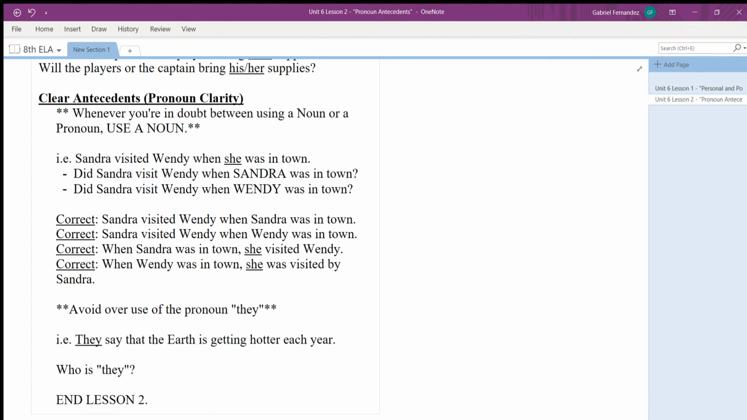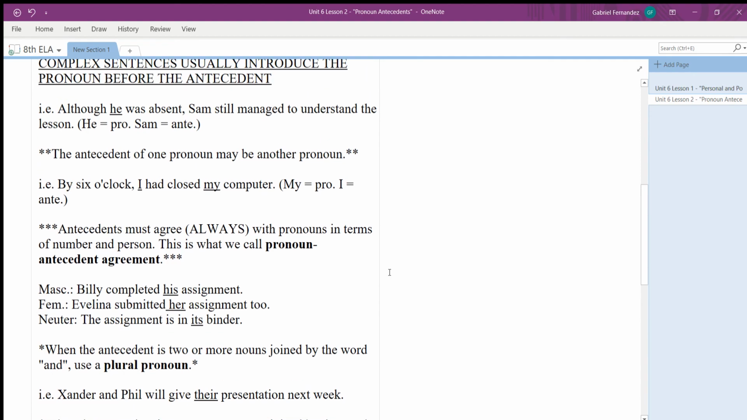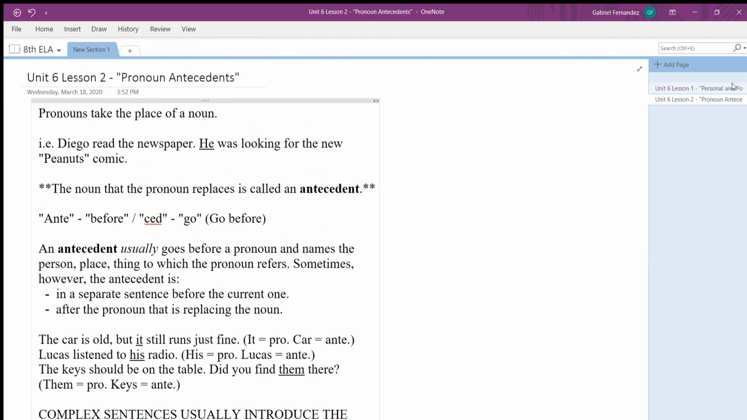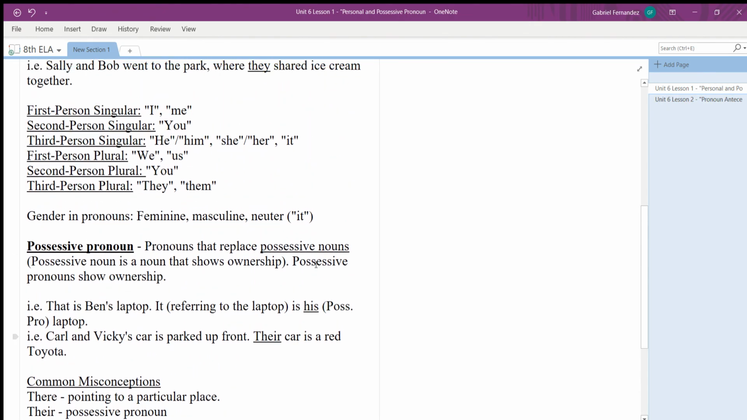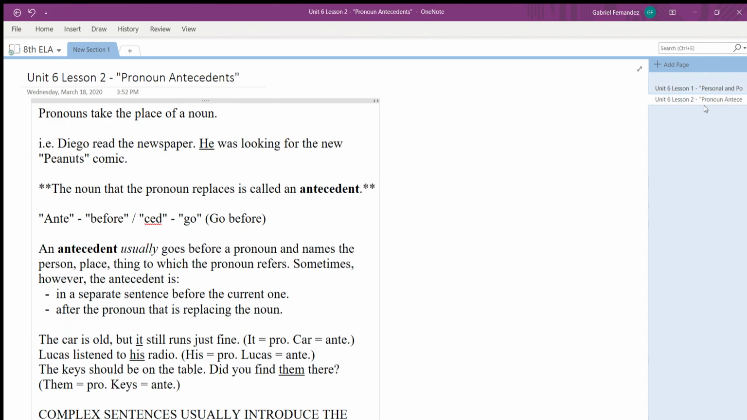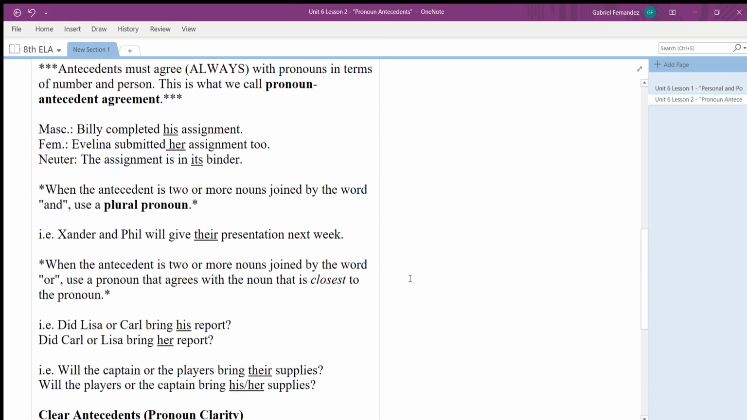So again, feel free to go back to any information you may have needed. Just going to do a quick little scroll here. Pause the video at any given point in time if you need any of this information. Took a lot of notes here. And if you have any questions about any of this material, I'm more than happy to go ahead and answer questions for you. Just feel free to go ahead and send me a message on Classcraft.